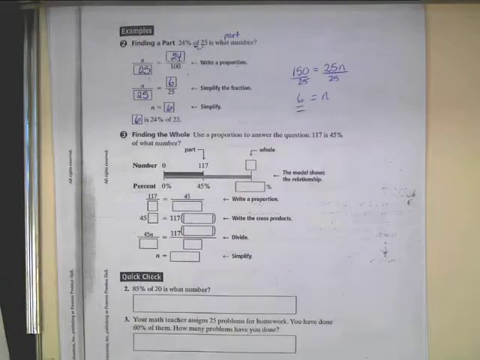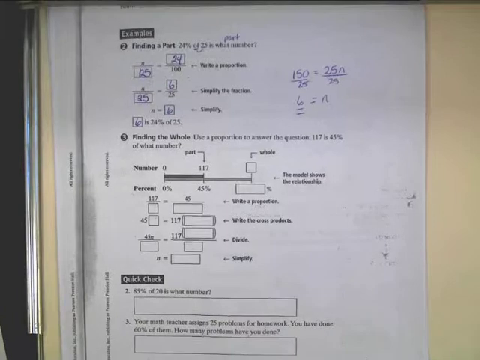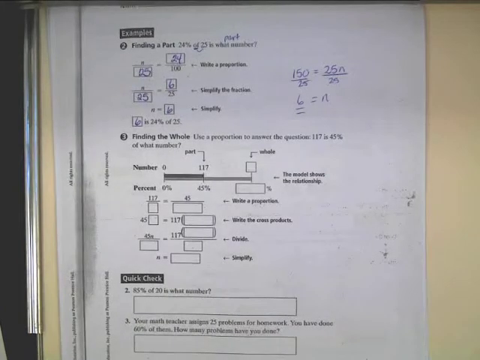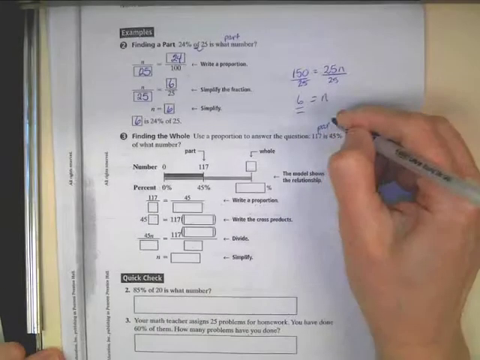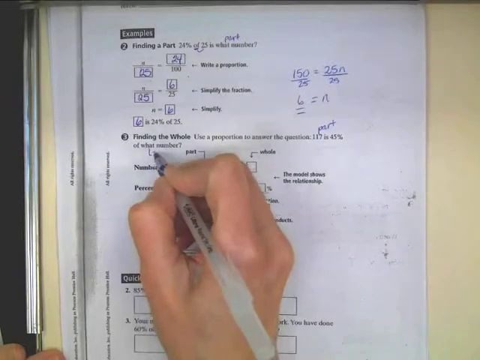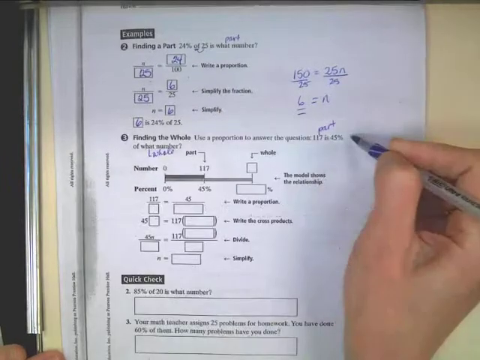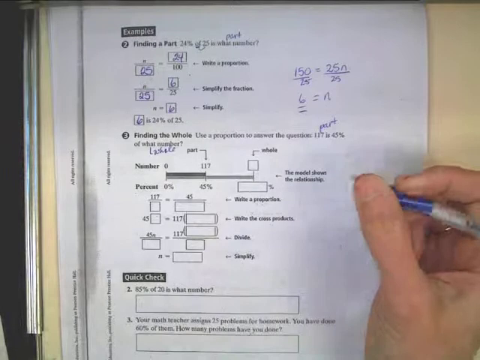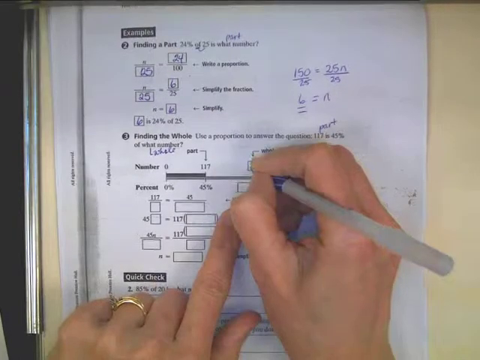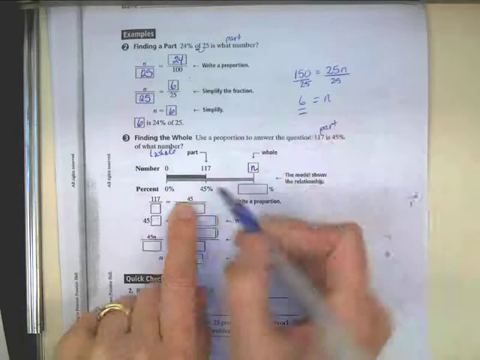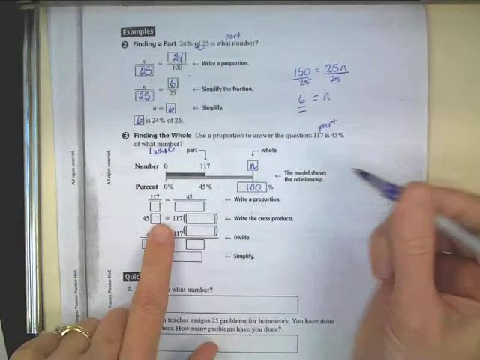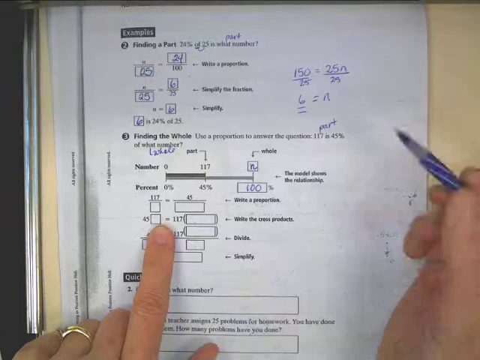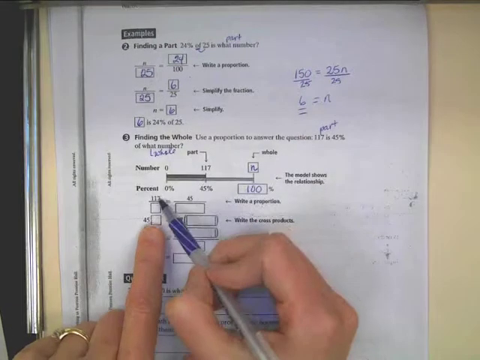And finally, our third example is finding the whole. Use a proportion to answer the question. 117 is 45% of what number? So 117 is the part, the what number is the whole, and of course 45%. Here we don't know the whole, so we're putting an n, and of course if I'm talking about the whole bar, it's 100%. So the model's showing that relationship.